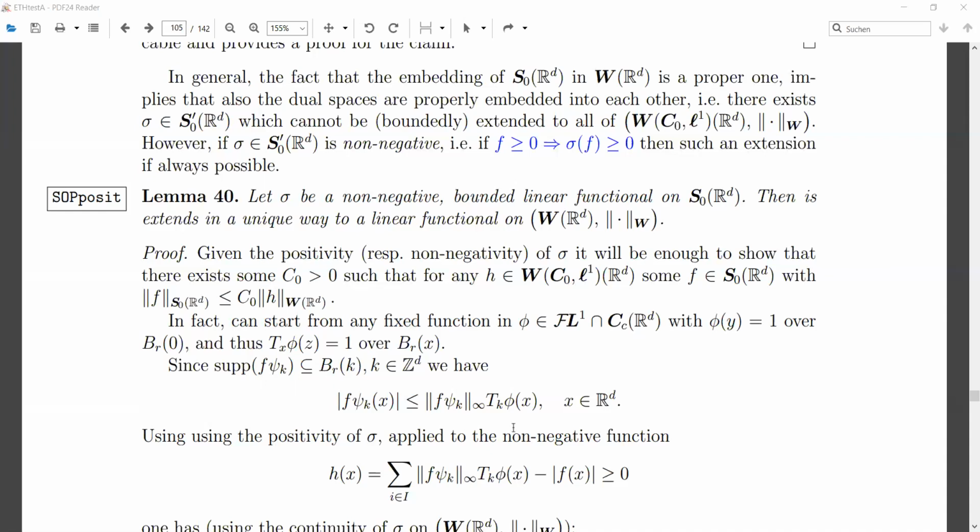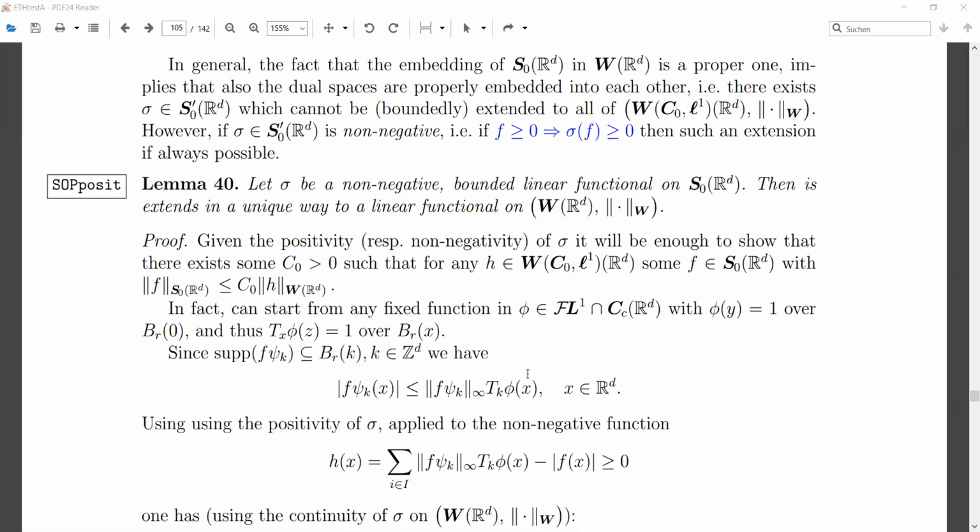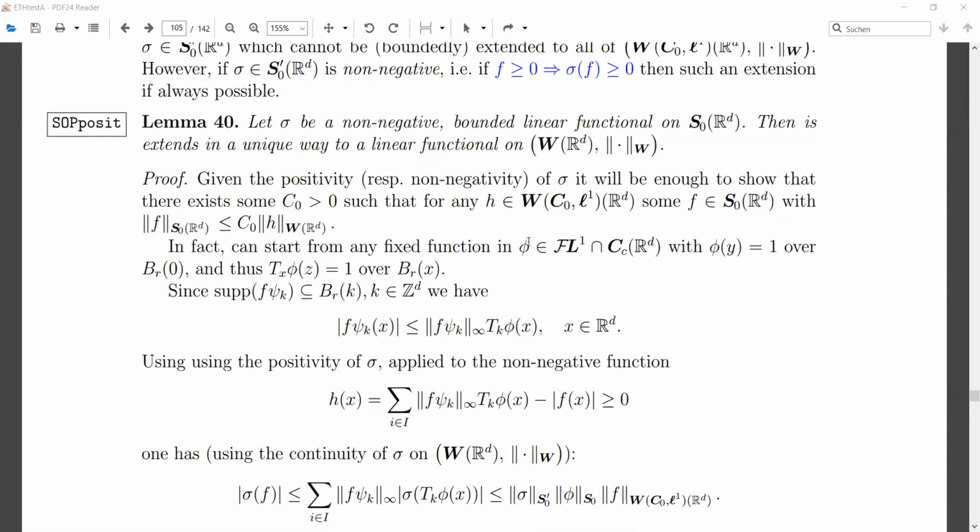So if I shift my trapezoidal function to this, then of course I have to make the amplitude of the phi appropriate. So I will take the maximum of this f psi k and shift my trapezoidal function. But we know, and that's the definition of the Wiener algebra, that this sum is absolutely convergent. So we take all these trapezoidal functions, we add them up, and we get a function which is bigger than the absolute value of x, and we call that function h of x.